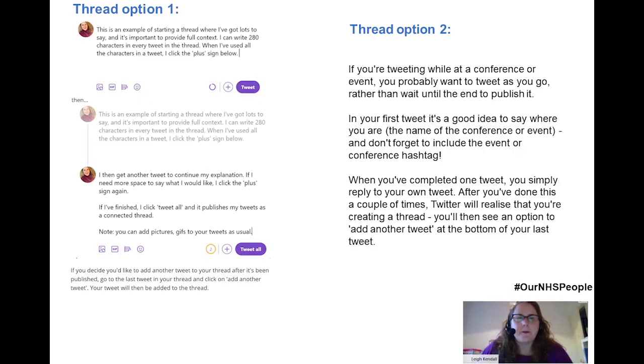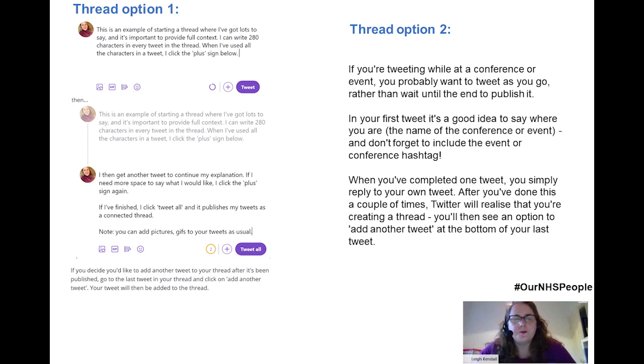There are two ways of creating a thread. The first option is where you've got lots to say, a narrative that you've already prepared. So you can write 280 characters in each tweet in your thread. You start your thread by writing your first content, and then you can press the little button, a circle with a cross in it, and it gives you another tweet. And then you continue your explanation. You can tag people and add hashtags as usual. And if you want to write more tweets, you press the cross button again. And once you've finished, you click Tweet All.